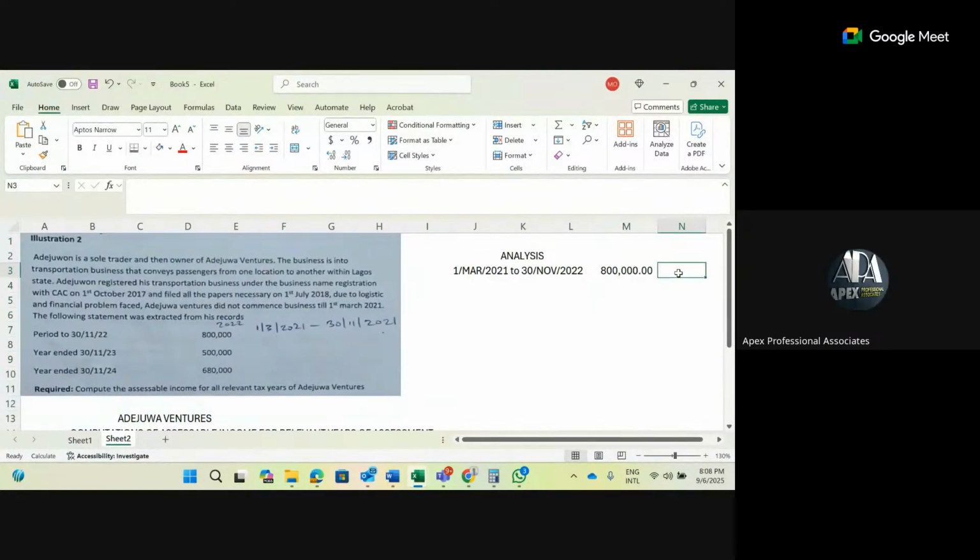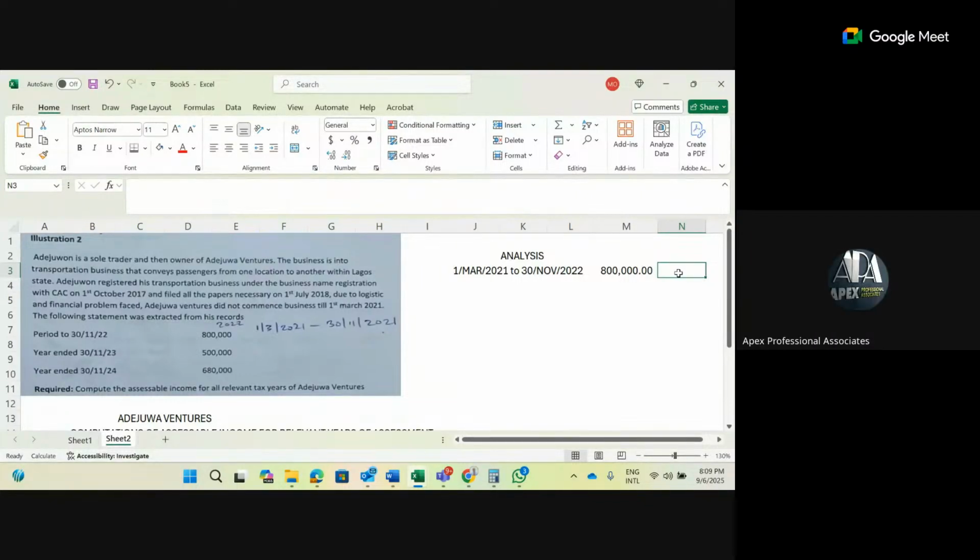Good. The question now is, how many months do you have from 1st of March 2021 to 30th of November 2022? Who said 10 months? You are correct, please, but it is not 10 months, though. Look at the date very well. Somebody said 11 months.